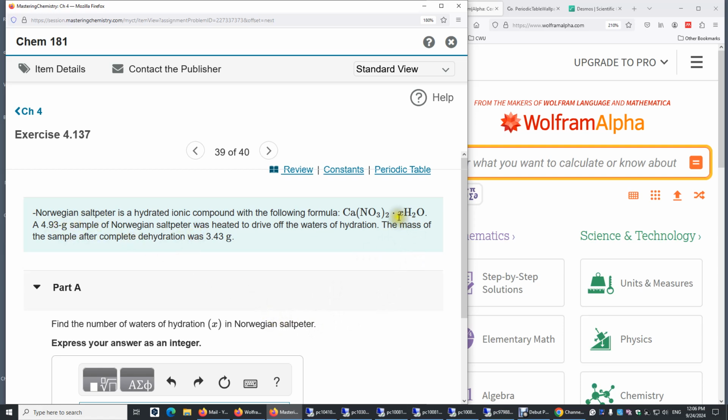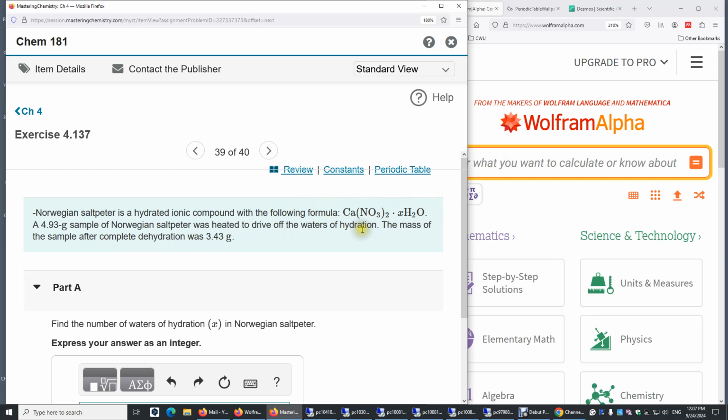So first, if we have 1 mole of such a sample, it contains 1 mole of calcium nitrate and X moles of water molecules. But now we do not have 1 mole of such compound. We have 4.93 grams. However, the ratio between the mass of this and the mass of water should be the same. So what we're going to do is look at the ratio between calcium nitrate and water in mass. How do we do this?